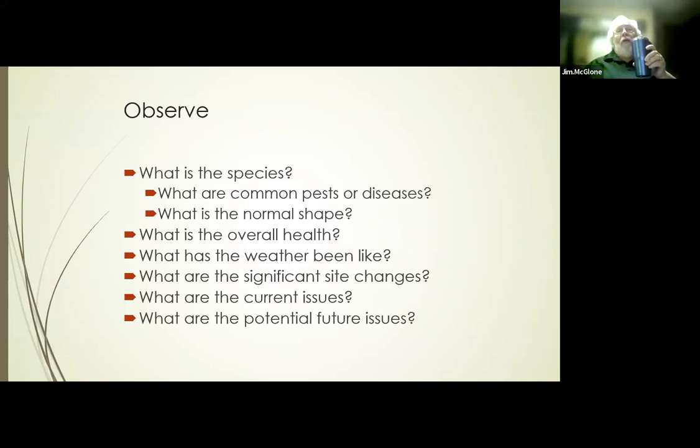We also want to look at the overall health of the tree. What's been going on with the weather? Have there been any significant site changes? What are the current issues? Why is it that we think we need to prune the tree? What are some future issues we may be seeing? Maybe there's a branch starting to grow off towards a sidewalk and is going to be a problem for clearance in the future. All of this gets into remembering that pruning is stressful. And so if the plant is already stressed or likely to be stressed, you may want to either not prune as much or not prune at all at this time, make some notes and come back to the plant at a later date when it's in better health and better condition to be pruned.